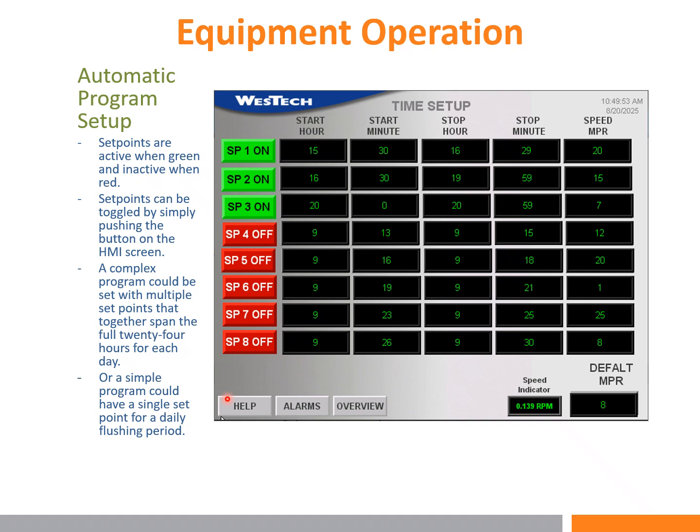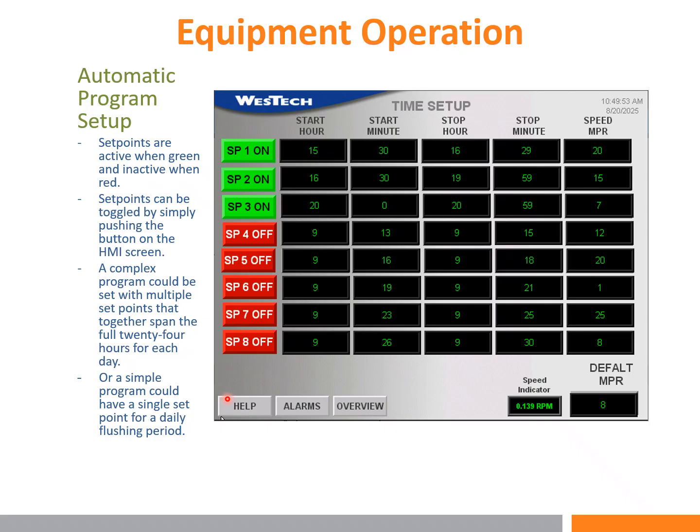Set point 1 runs the distributor from 3:30 to 4:30 at 20 minutes per revolution. Set point 2 runs the distributor from 4:30 to 8 p.m. at 15 minutes per revolution. And set point 3 runs the distributor from 8 to 9 p.m. at 7 minutes per revolution.